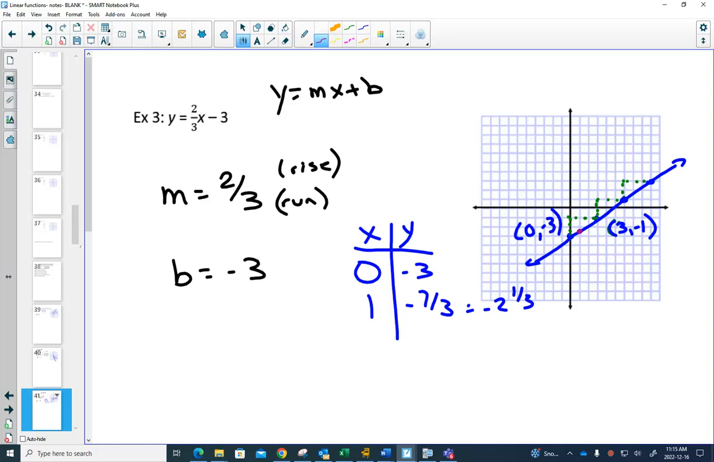That doesn't always happen though. Sometimes your y-intercept is a fraction, and then you get fractions over and over again. So we can look at that as well.